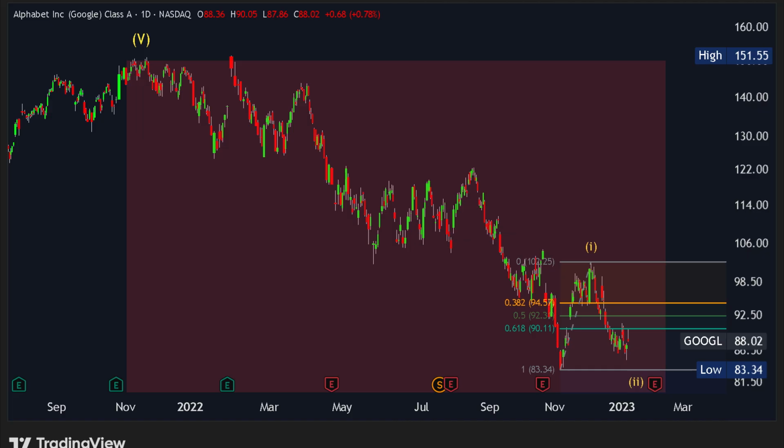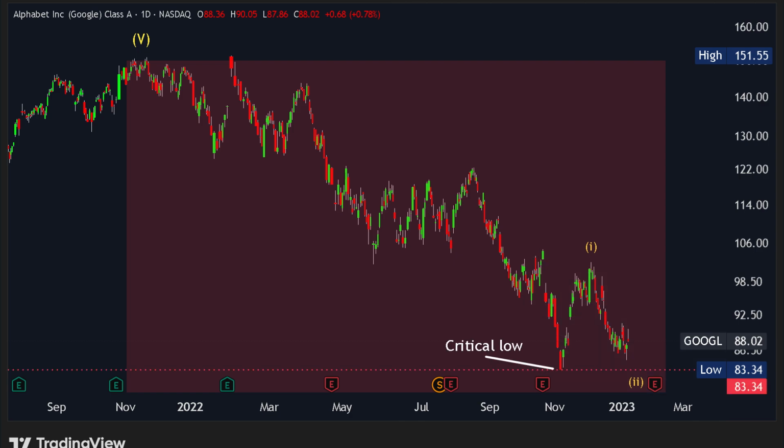Visually, almost the entire recovery appears to be erased. But a very deep correction is not automatically invalid. For this second wave, the critical low was located at approximately $83.